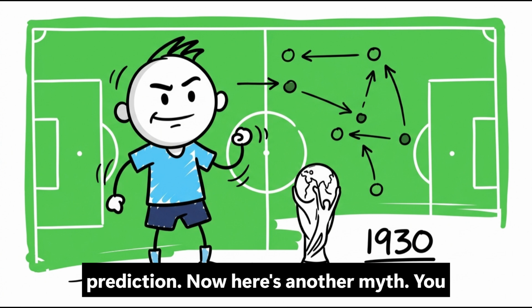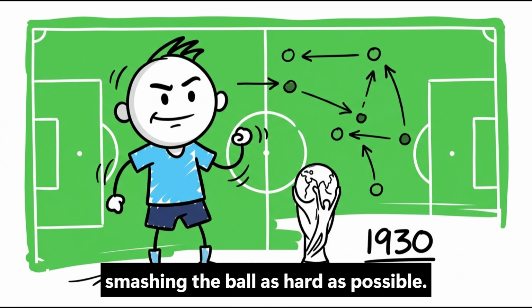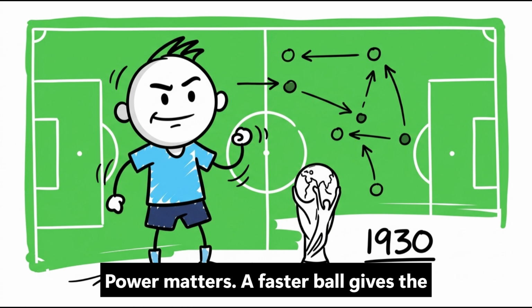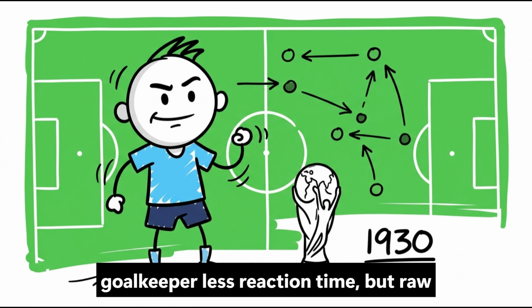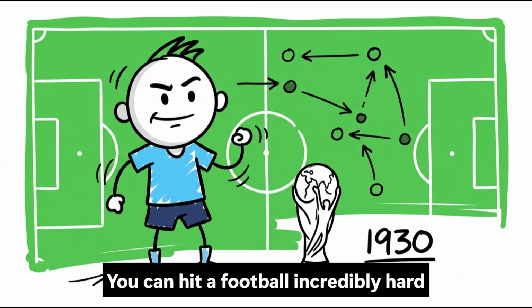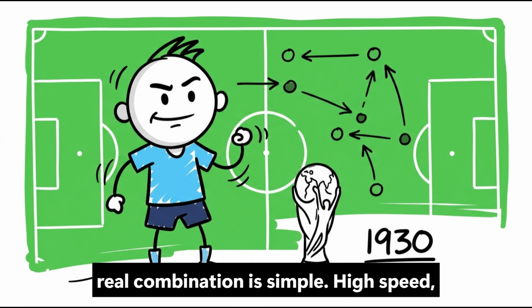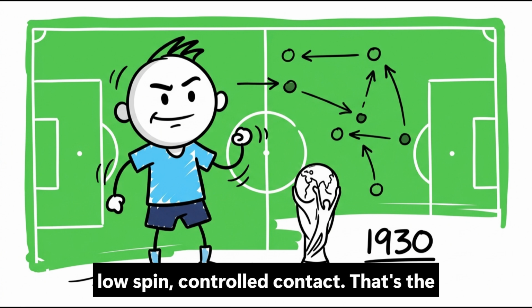Now here's another myth. You don't create a knuckleball simply by smashing the ball as hard as possible. Power matters. A faster ball gives the goalkeeper less reaction time. But raw power alone doesn't create the effect. You can hit a football incredibly hard and still produce an ordinary shot. The real combination is simple. High speed, low spin, controlled contact.